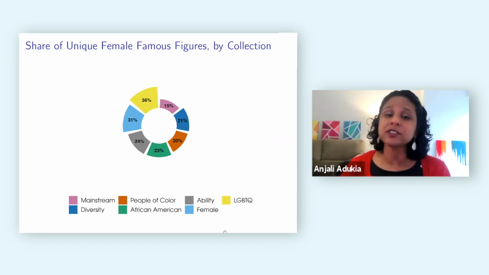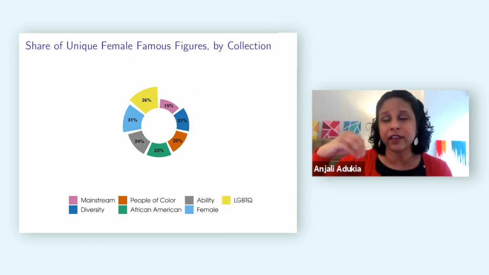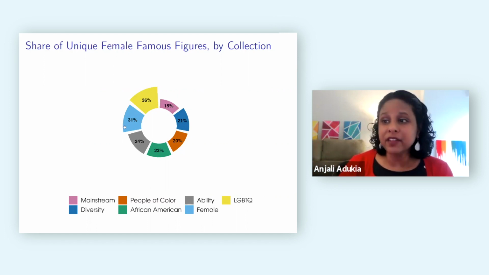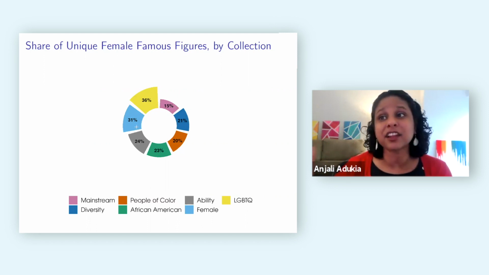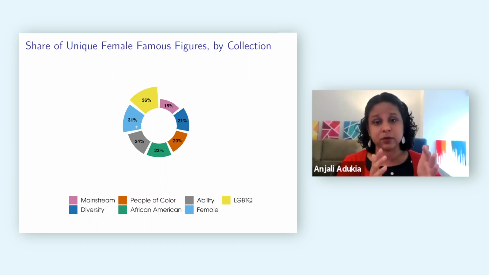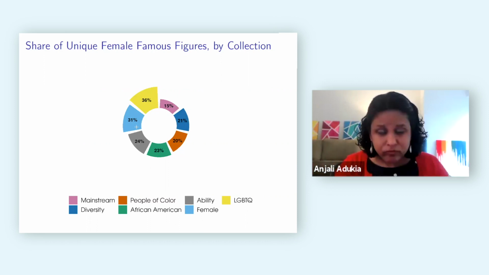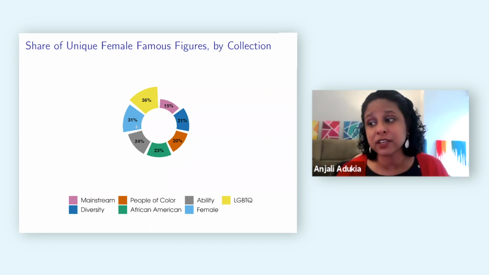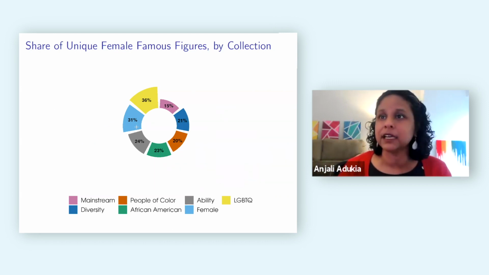Except what's interesting is when you look at the share of unique famous figures who are female, you see that even the female collection is less than a third unique famous figures. So for example, if Rosa Parks is mentioned 3 times within a book, she gets a value of 1. So that means that 69% of the famous figures mentioned in the female collection are actually men.